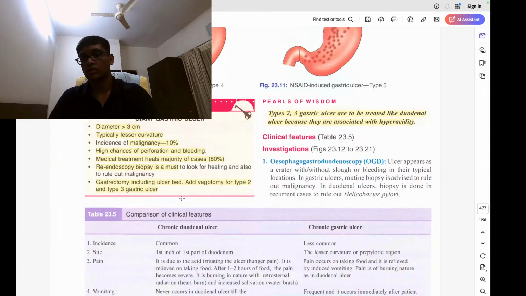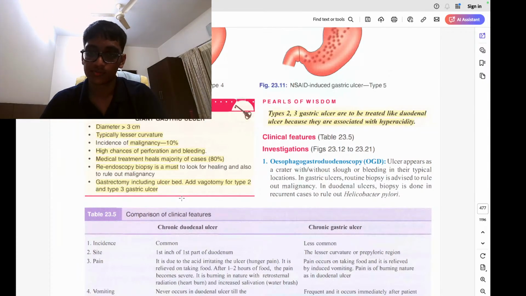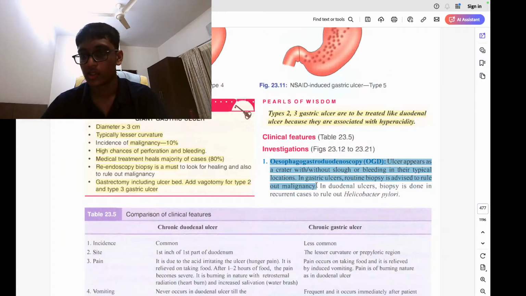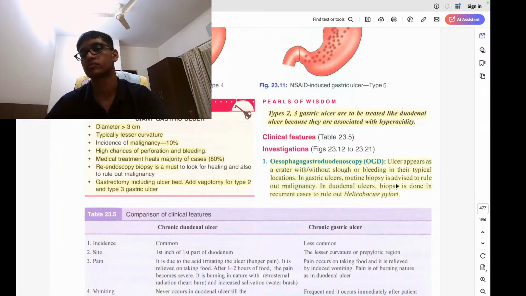So clinical features of peptic ulcer, you have esophagogastroduodenoscopy, OGD. The ulcer appears as a crater with or without slough or bleeding in the typical location. In gastric ulcers, routine biopsy is advised to rule out malignancy. In duodenal ulcer, biopsy is done for recurrent cases to rule out H. pylori.